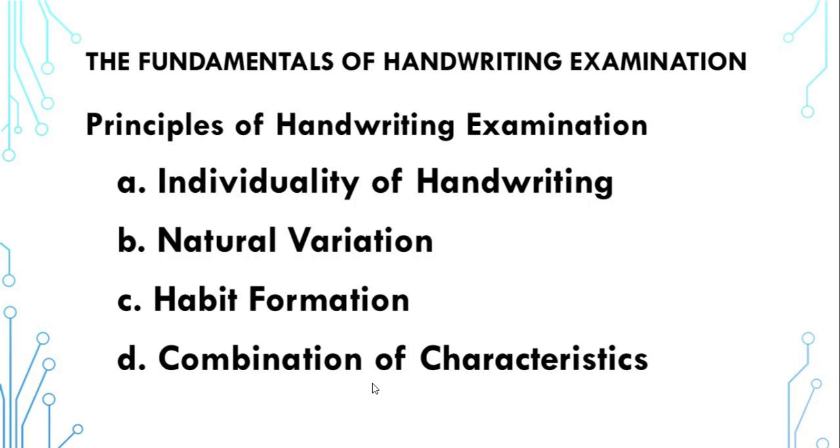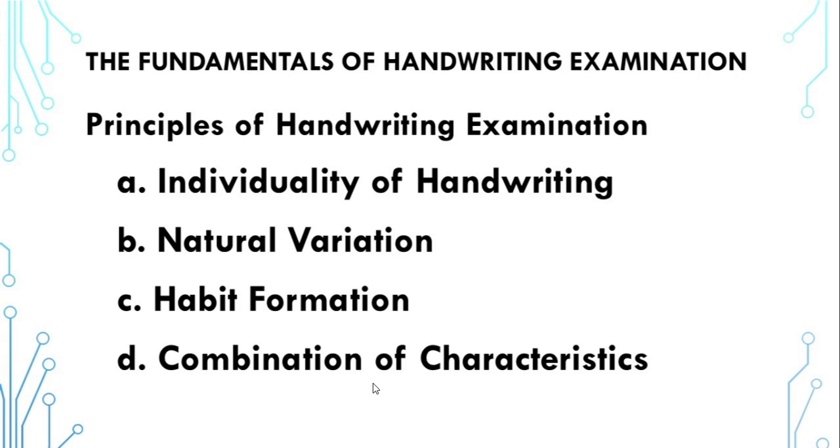For example, we may have 2 people, even identical twins, that were born by the same father, raised up by the same parent, and taught by the same teacher, yet they will still have different handwriting. So that means each of them can be identified by their handwriting. So that is number 1: individuality of handwriting.